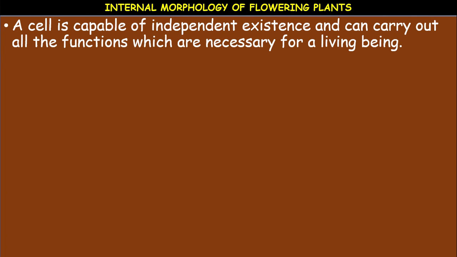A cell is capable of independent existence and can carry out all the functions which are necessary for a living organism. That is why cell is called the structural and functional unit of all living organisms. It may be a plant or it may be animal. Here, anatomy is also called internal morphology, the study of internal structures. So, we begin the lesson with a cell.